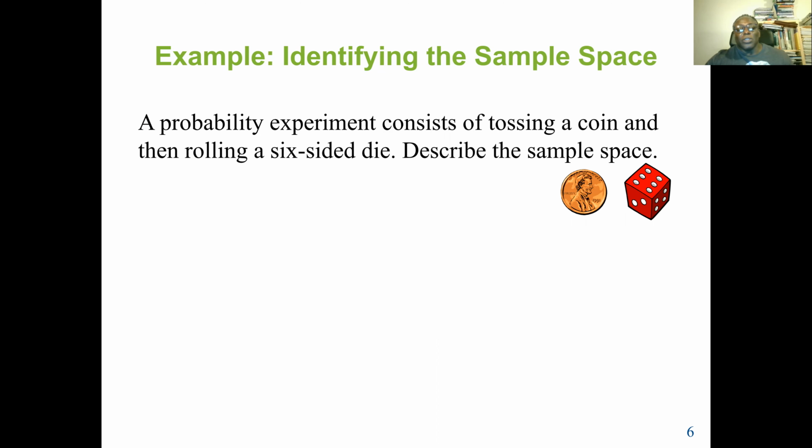Now, identify the sample space. A question is given here. A probability experiment consists of tossing a coin and then rolling a 6-sided die. Describe the sample space. The sample space here will be the possible outcomes of this experiment. One part is tossing a coin and the other is rolling a 6-sided die. So the total possible outcomes will be 2 for head and tail, and 6 for the die, 1, 2, 3, 4 to 6.